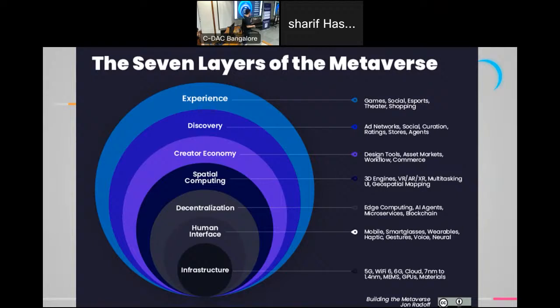All of this is built on top of the 5G infrastructure that has been developed, or the 7 nanometer chips that Apple and Intel have been able to develop. Sorry, Qualcomm have been able to develop. And because of this faster GPU processing, faster CPU processing, we've been able to actually build a metaverse that is closer looking to reality, right?